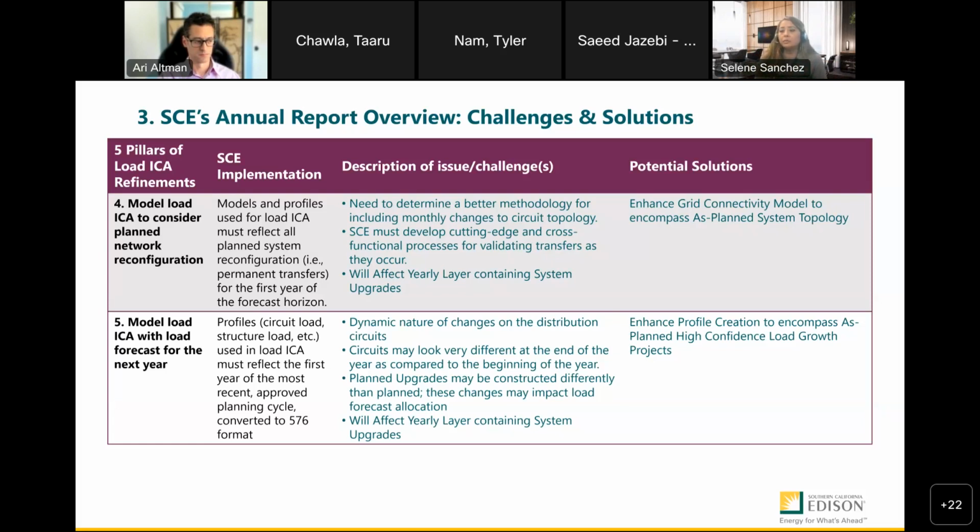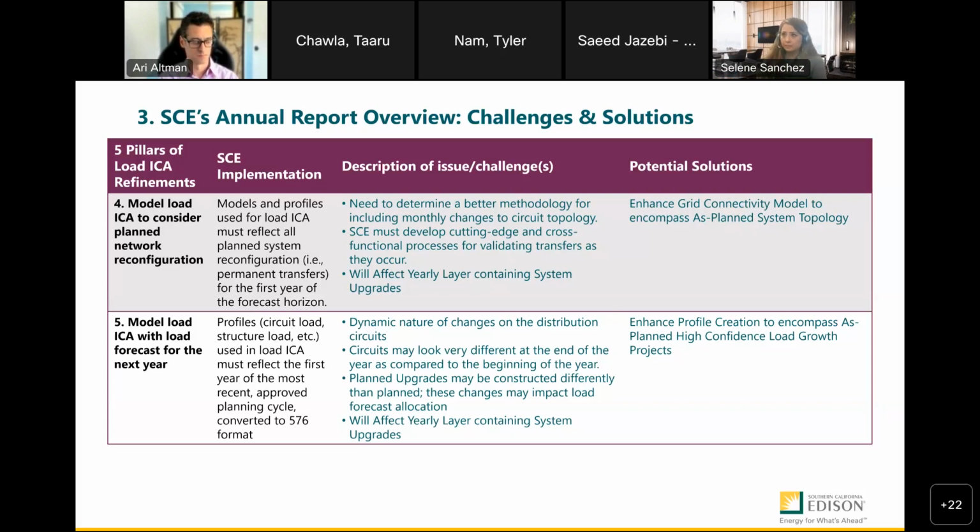And this specific line item will also be included in the annual layer. And in efforts to develop this, we're developing cutting edge technology in order to validate transfers as they occur. Like with any system planning process, there are some things that come to fruition and some things that don't, as well as the volatility of weather conditions or things that happen out in the field where we do have to provide unplanned transfers that may become permanent. And so we're also taking those into consideration in terms of our solutioning.